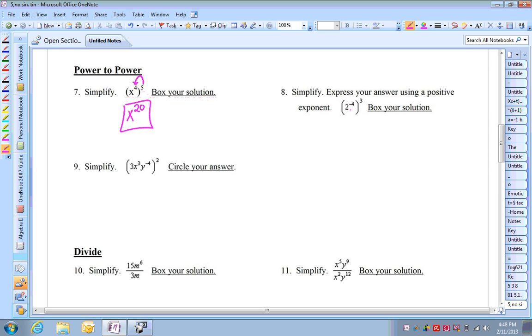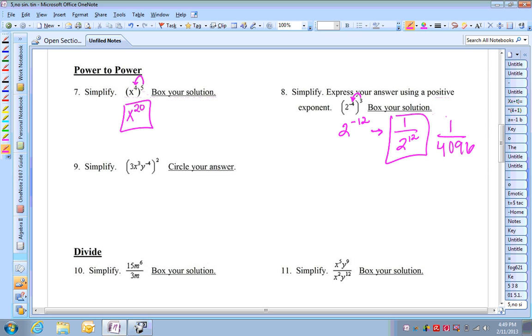On number 8, we have 2 raised to the negative 4 raised to the 3rd. So we have a negative 4 raised to the 3rd power. So we power up and multiply our exponents to become 2 to the negative 12th. Now, we can't have negative exponents in our answer, so we have to write it as 1 over 2 to the positive 12. And if you enter that in your calculator, I believe it comes out to be 1 over 4,096. I'll accept either answer on your test.